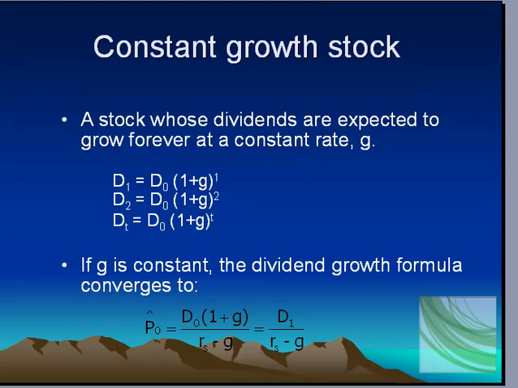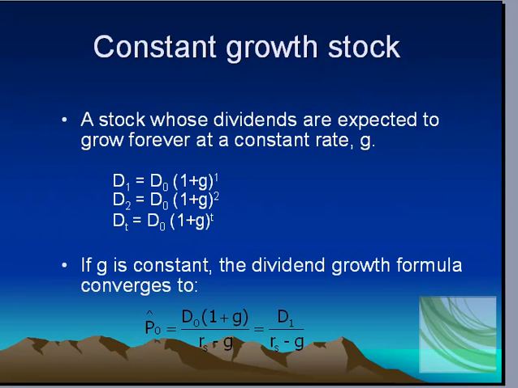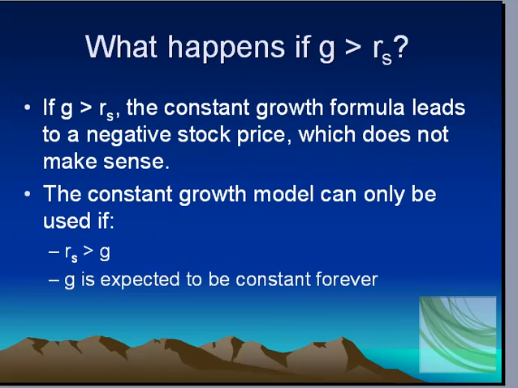So you take the dividend divided by 1 plus the growth rate, divided by the expected rate of growth. Okay, let me go back to it. If g is constant, the dividend growth formula converges to D1 over the required rate minus the growth rate. If g is greater than the required rate, that leads to a negative stock price, which does not make sense. So you can only use it when the required rate is greater than the growth. g is expected to be constant forever.